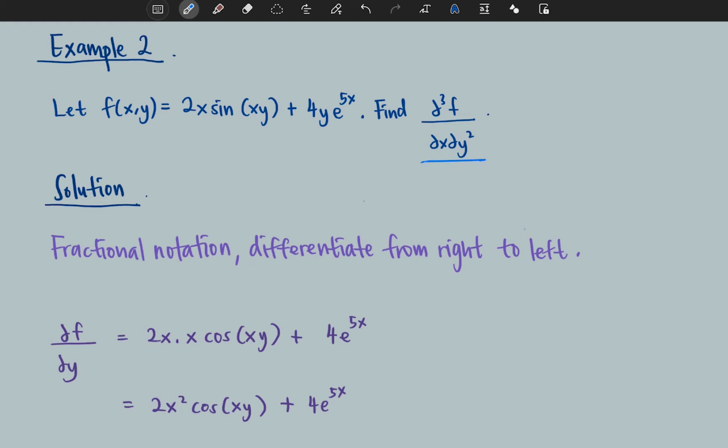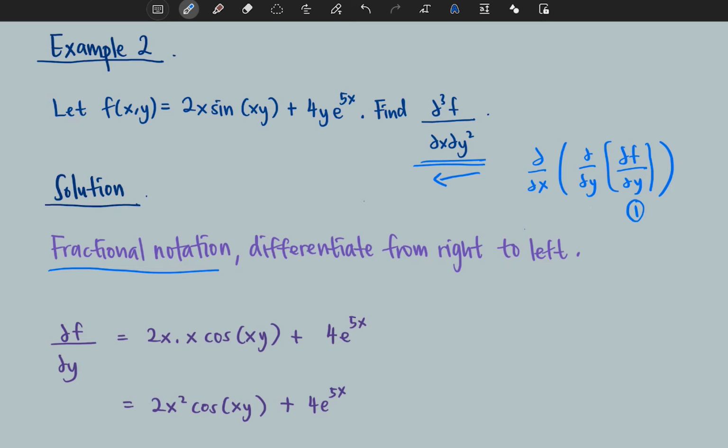Okay, since this is the fractional notation, so we differentiate from right to left. So the first one, you need to differentiate f with respect to y. And then as you can see, del y squared, that means you need to differentiate again with respect to y. And then the second derivative needs to be differentiated with respect to x. So the flow would be first differentiate with respect to y, second with respect to y, and the third one is with respect to x.